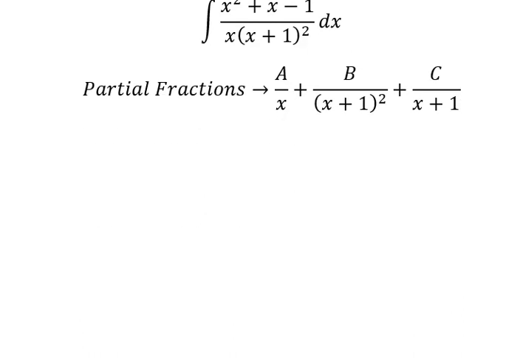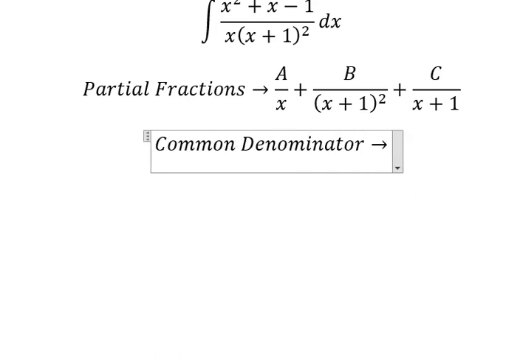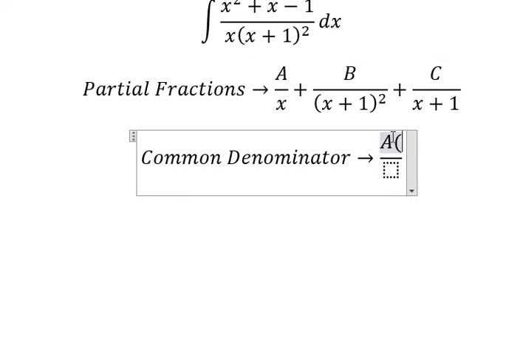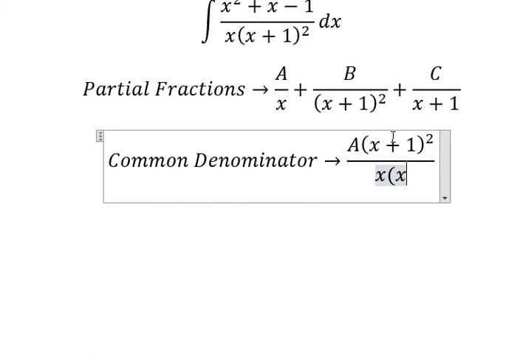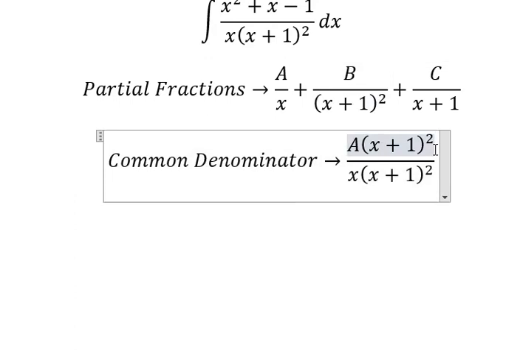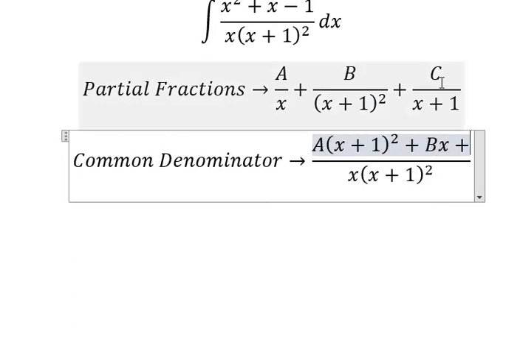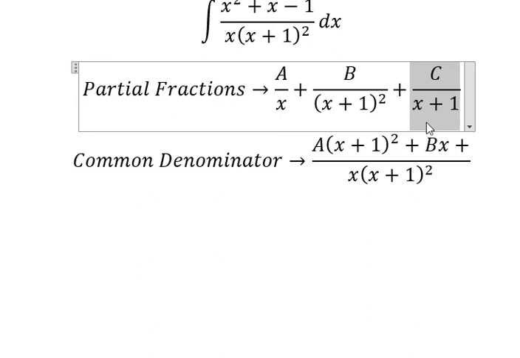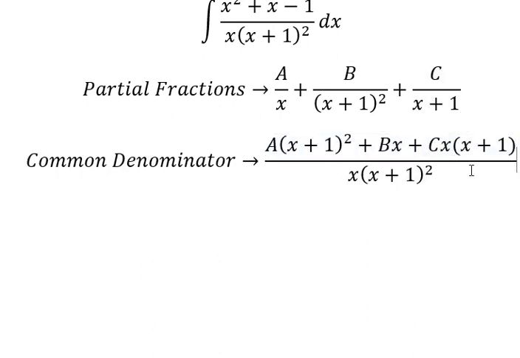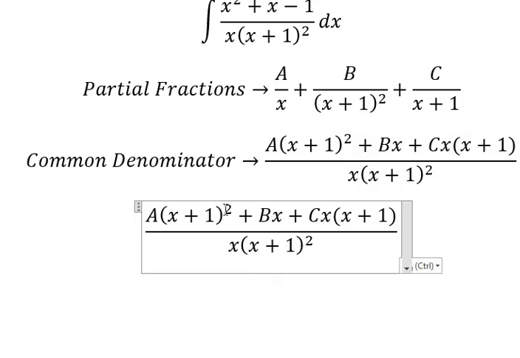Now, we need to do common denominator. About this one, this is missing s plus 1 to the power of 2. This one, about capital B, this one is missing s. About C, this one is missing s plus 1 and s. And now we need to expand.